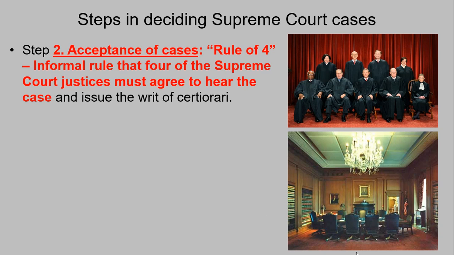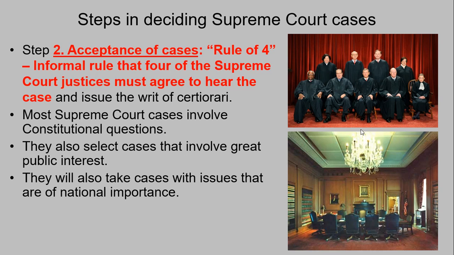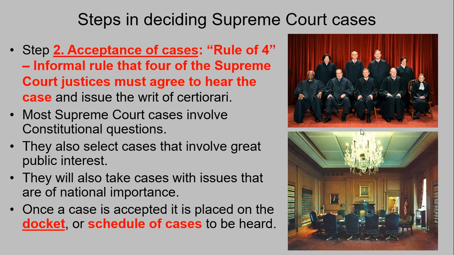And they have an unwritten rule of 4, it's called. So it takes 5 out of 9 justices to win a case, but it only takes 4 justices to hear a case. So if you can convince 4 justices that your case is worthy of being heard by the Supreme Court, then you've got a shot. Most Supreme Court cases involve constitutional questions, or cases that involve great public interest or something with big national importance. If they take your case, they'll add it to the list, and that list of cases is called the docket. Every court has a docket. A docket is just a fancy word for all the cases that the court is going to hear that day or that week or that year or whatever.